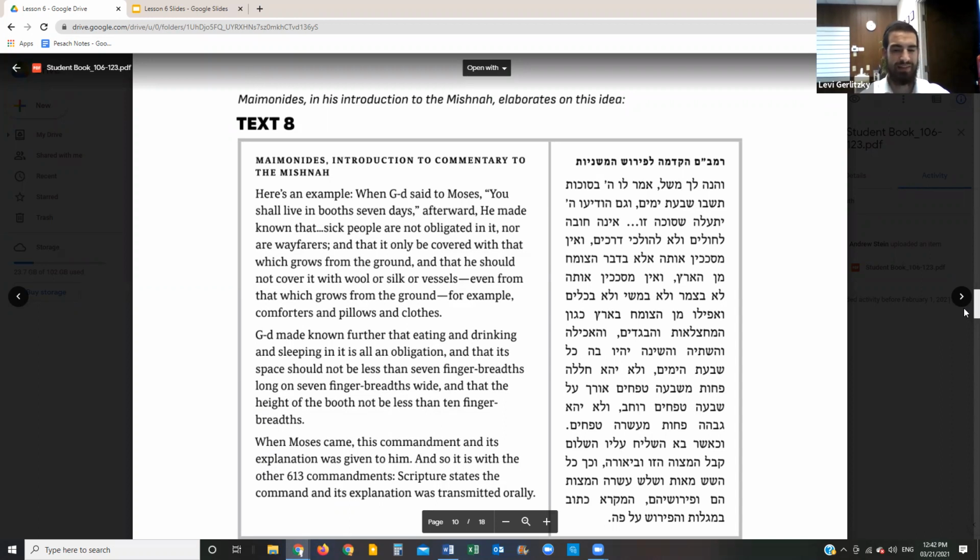And it cannot be anything that was processed into a material. You cannot spread out a sheet of linen on your roof. That doesn't qualify. So there are many laws explaining who's exempt and what you have to do inside the sukkah. But all that was given verbally when God told Moses the law.